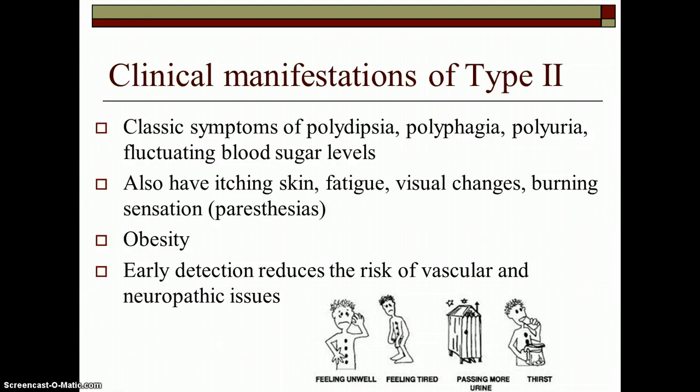They're going to also have those classic symptoms of diabetes: the excessive thirst, hunger, excessive urination. They're going to have more fluctuations in their blood sugars, though, than the other types. They could also have itching, fatigue, vision changes, and burning sensation. So that's those paresthesias again, those numbness, tingling, and burning within their extremities as the neuropathy destroys their nerve cells. They're going to tend to gain weight, right? And if we can detect their issues early and reduce their exposure to the insulin and the glucose within their systems by managing their disease, then we could decrease the risk of vascular and neuropathic issues.